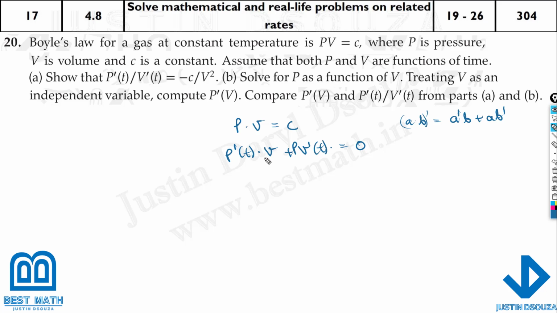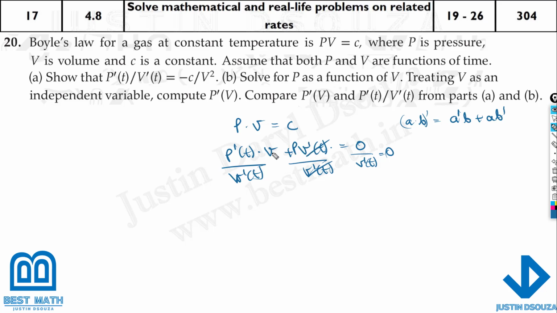Now we'll divide everything throughout by V prime. Why? Because we need P prime divided by V prime, isn't it? V prime of T divided by V prime of T would cancel. And there's no point dividing 0 by anything. It'll be 0 itself. So I'm not going to write it, though even if you write it, it'll be 0. Okay, this part. Now what next?